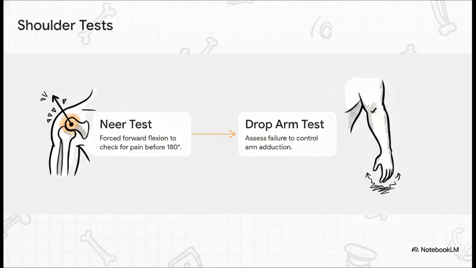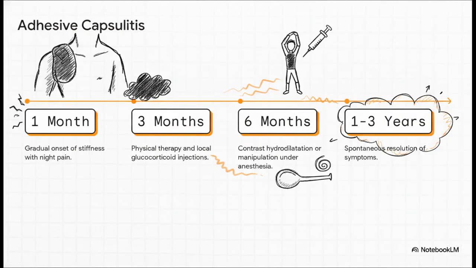Now, what if you suspect a full thickness tear? That's where the drop arm test comes in. Have the patient slowly lower their fully abducted arm. If they can't smoothly control that adduction, if the arm literally just drops or gives way, you are very likely looking at a rotator cuff defect. But wait, what if both active and passive motions are restricted? Well, then you might be dealing with adhesive capsulitis, commonly known as frozen shoulder.